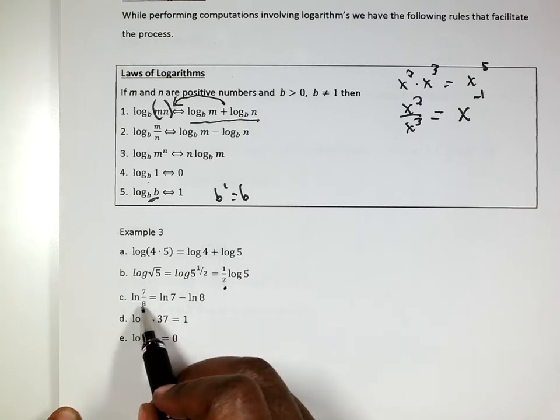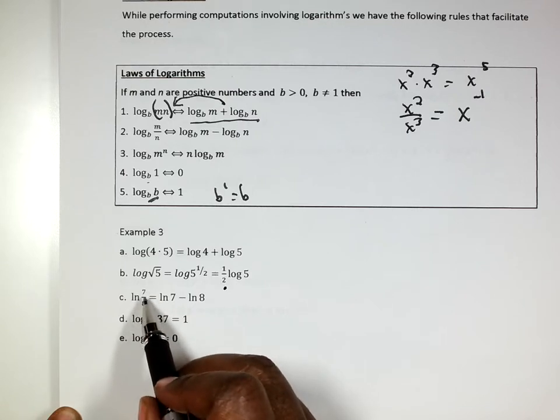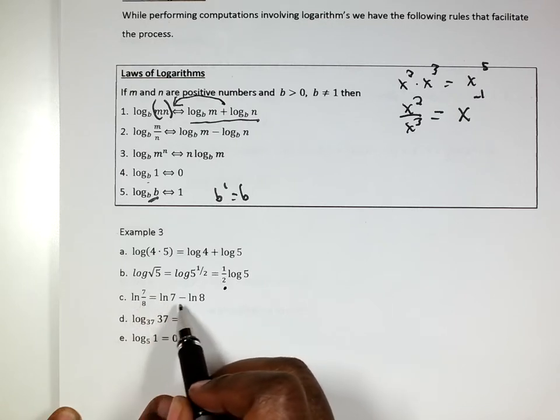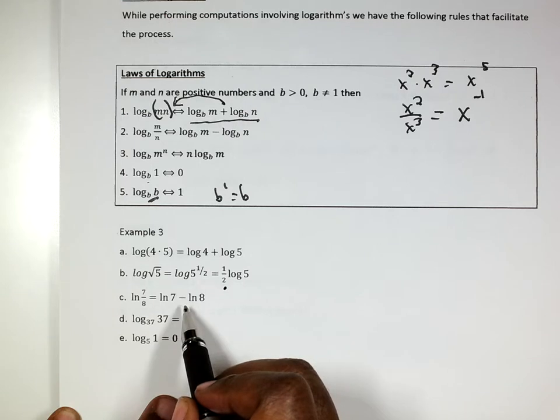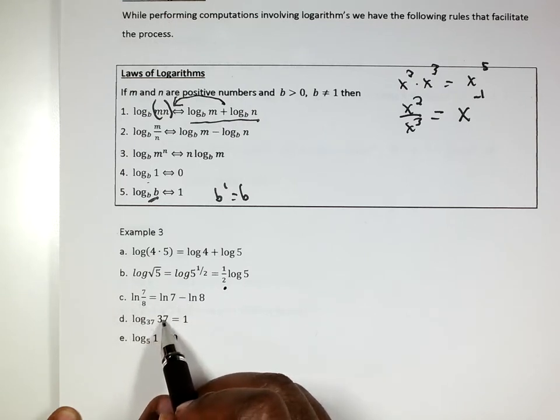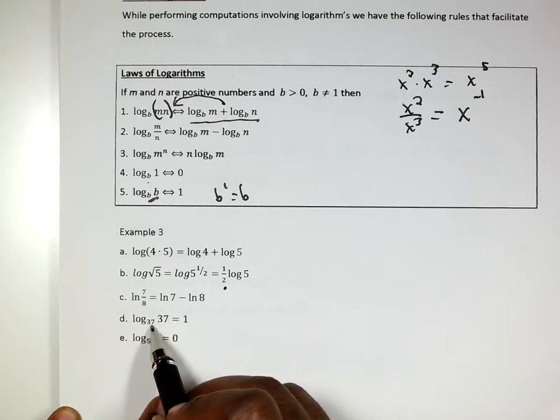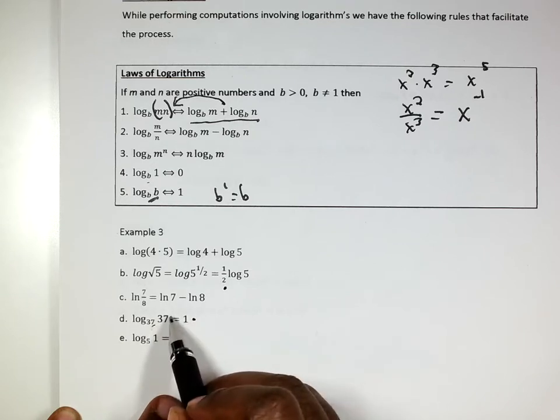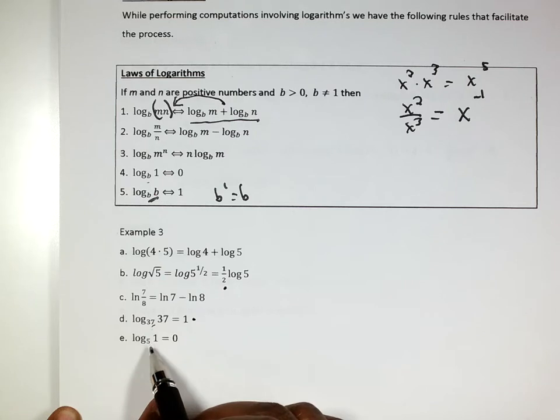Here I have the natural log of 7/8. So this is divided. So when I expand it, it becomes a subtraction. Log base 37 of 37. That equals 1 because 37 to the first power is 37. And log base 5 of 1 is equal to 0 because 5 to the 0 power is equal to 1.